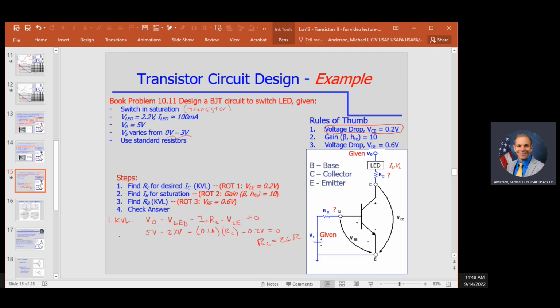Okay, next step, step 2, find IB for saturation. Again, now we use our gain equation. Remember, IC equals beta times IB, and we assume a gain of 10. So that's our second rule of thumb. If we do this, just do some algebra here, the base current is IC divided by beta, which is 100 milliamps divided by 10. And so the base current needs to be 10 milliamps.